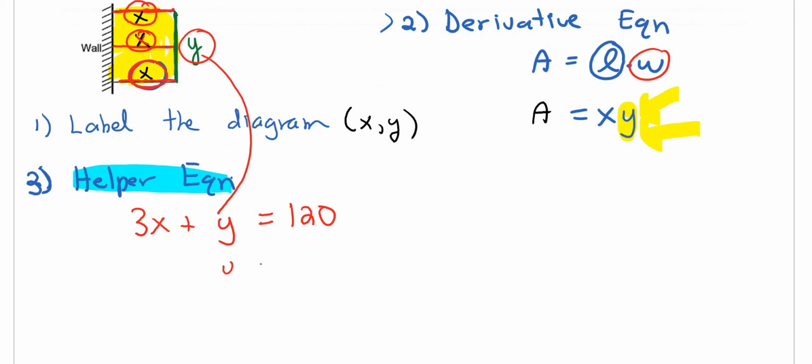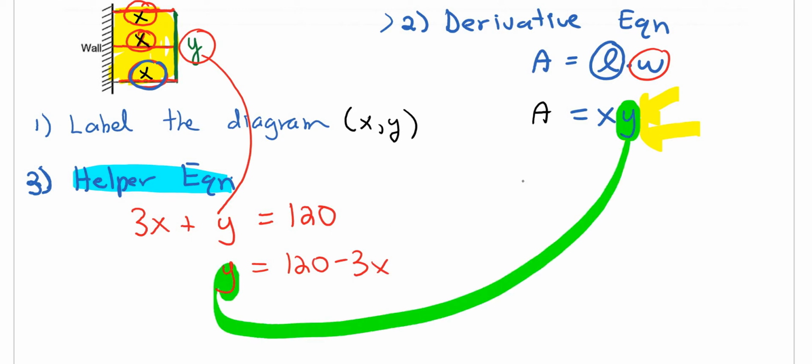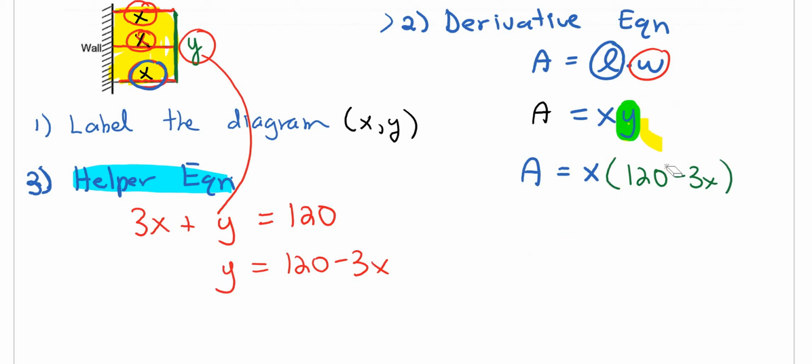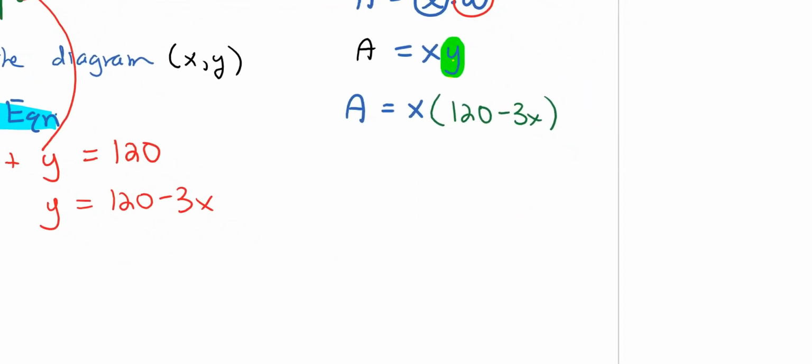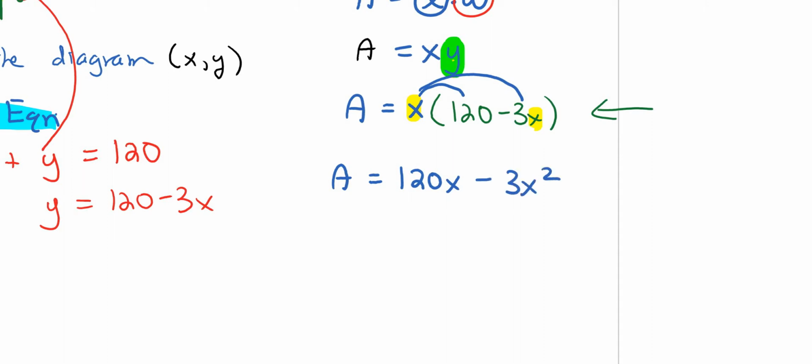If I isolate for y here, y would equal 120 minus 3x. Now you can see that this y right here is the same thing as that y right there, and now we can do a substitution step. So area would equal x times 120 minus 3x. This is my new derivative equation, and notice that I have one variable now, which is x, and now I can go ahead and take the derivative. But before I take the derivative, let me simplify this one more time. x times 120 is 120x, and x times 3x is negative 3x squared. After that, we can take the derivative.